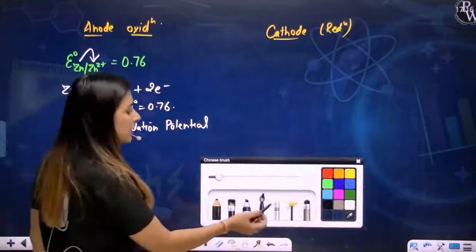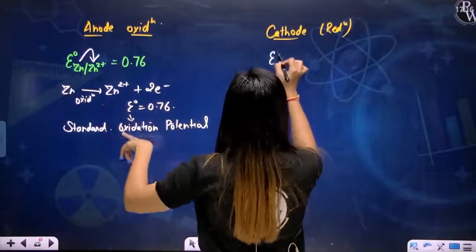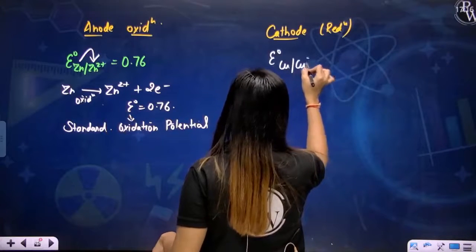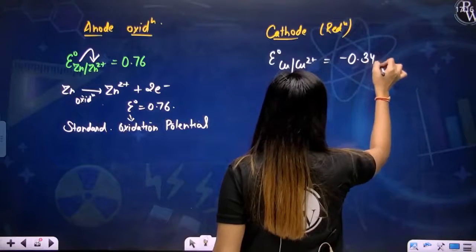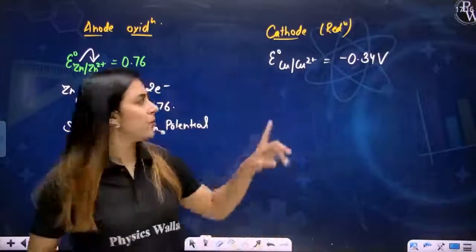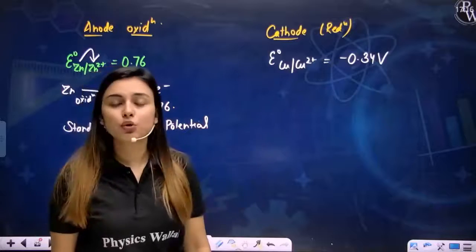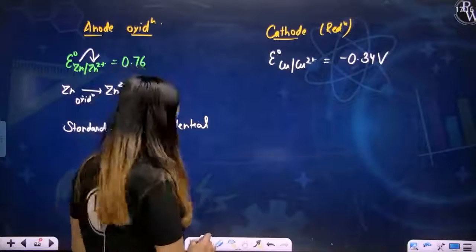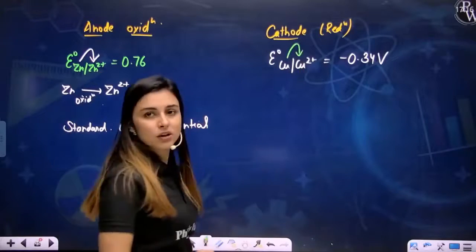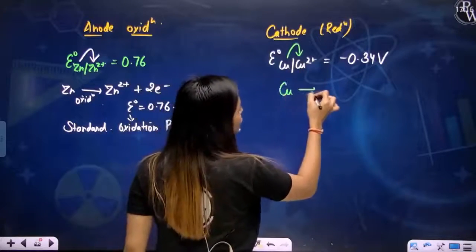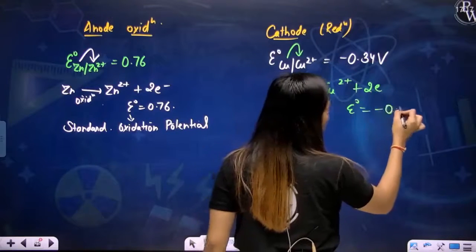Similarly, let's say you are given the E naught value for copper to copper 2 plus equal to minus 0.34 volt. I don't remember the exact value, but I think this is the value. So the E naught value for copper to copper 2 plus is given to be minus 0.34 volt. From this, you can understand that this will give me the direction of the reaction. So copper goes to copper 2 plus and 2 electrons, and here the E naught value is minus 0.34 volt.